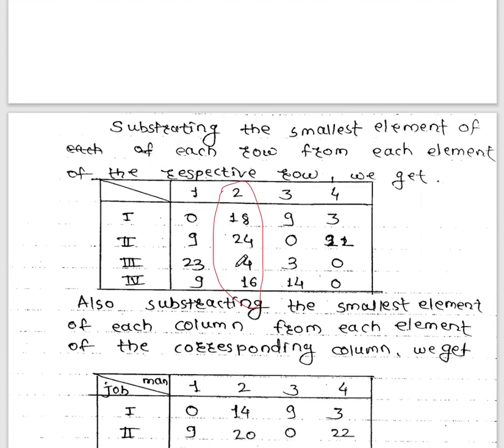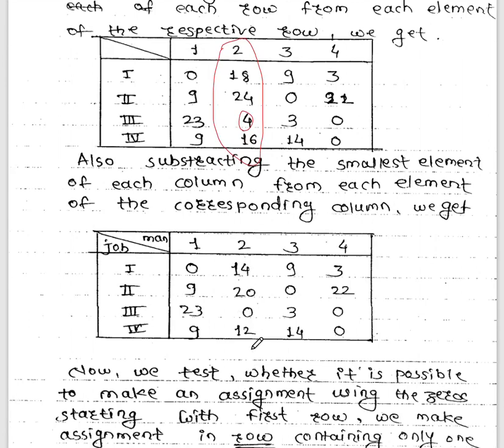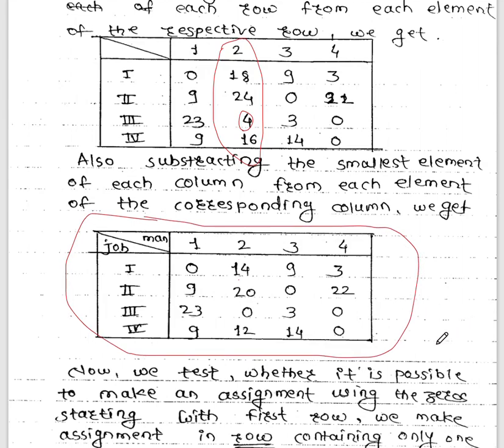So here we have to make the 0. Okay, so here the smallest element is 4, so therefore we will subtract the smallest element from this element. So we will get here 14, 20, 0 and 12. Okay, so here we will get the 0 in this column. Okay, so if you observe each row and each column, you will get minimum one 0.